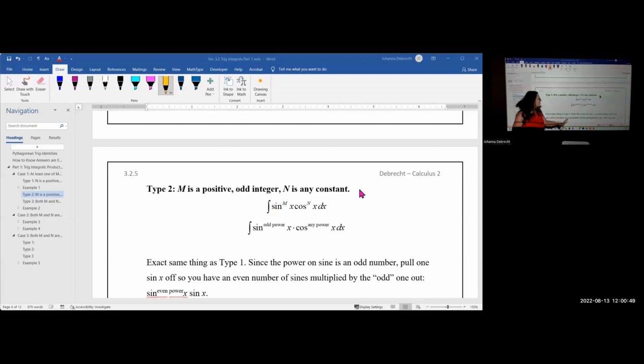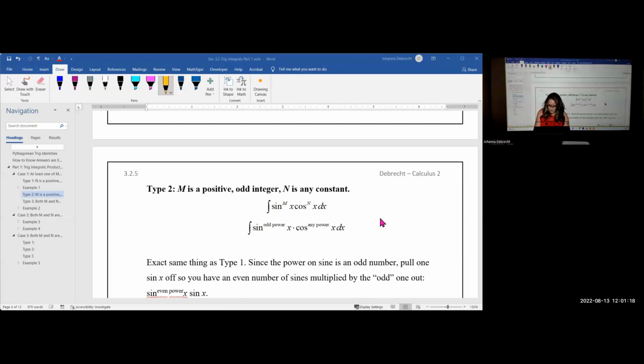So in type 1, we were focused on cosine having the odd power greater than 1. So 3, 5, 7, 9, 11, etc. This time, what we're going to do is we're going to focus on sine having that power greater than 1, which is in essence going to be exactly the same process. We're going to be doing the same thing, but for sine instead of cosine. So yeah, they're different types, but the strategy is the same.